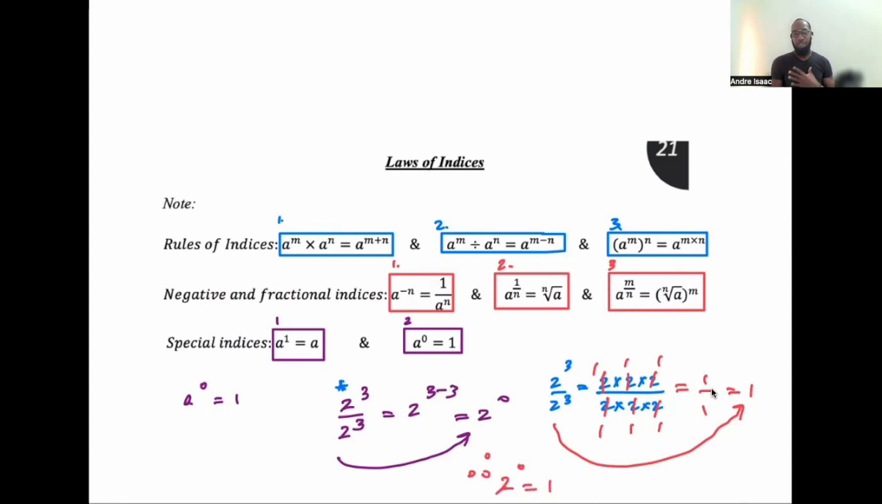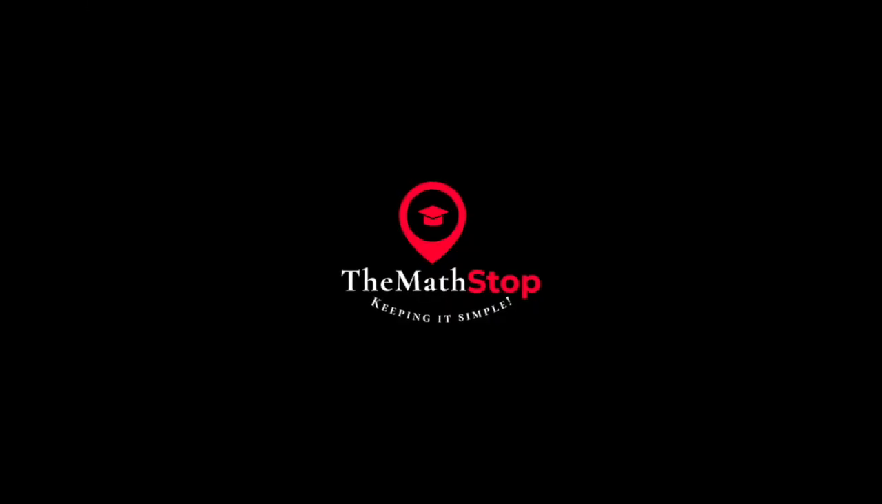So any number raised to the power 0 is equal to 1. You can put in your calculator a whole set of numbers and raise it to the power 0. Any number raised to the power 0 is 1. You get 1. If you put in a calculator 10 million, or calculate a whole lot, and put it to the power 0, you'll get 1. So that's it for laws of indices.